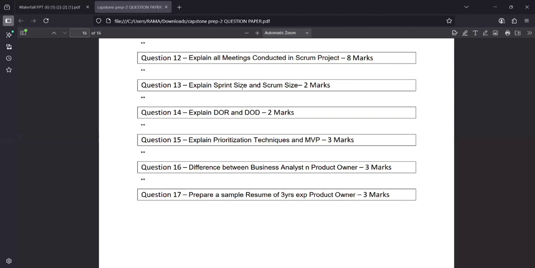So the next question is: explain prioritization technique and MVP. Let us know what priority is.